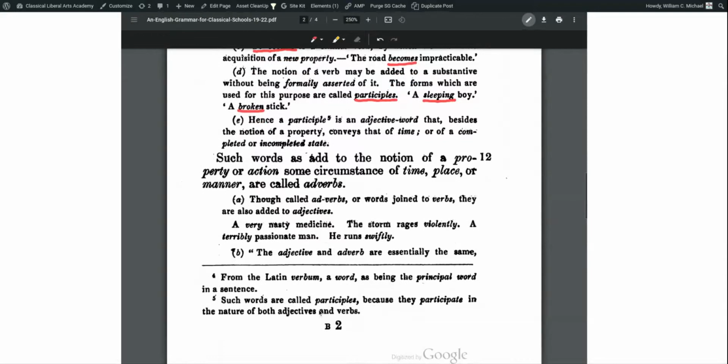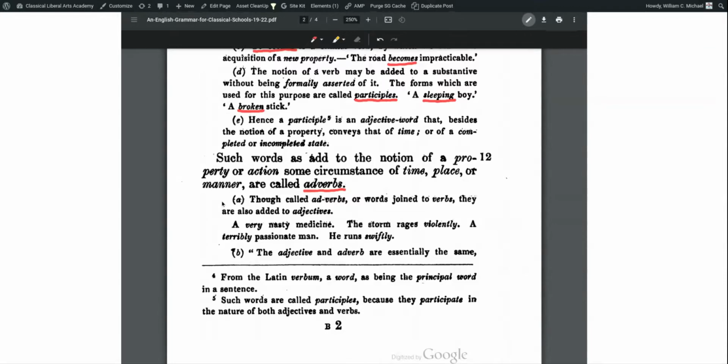Let's keep moving to note number 12, or rule number 12. We're going to learn another of the parts of speech. Such words as add to the notion of a property or action, some circumstance of time, place, or manner, are called adverbs. So here we have another part of speech, adverbs. Words that add to the idea. Notion means idea. Words that add to the notion of a property or action some circumstance of time, place, or manner are called adverbs. So notice, adverbs are added to adjectives and verbs, and they add some idea of time, place, or manner. And these are called adverbs.